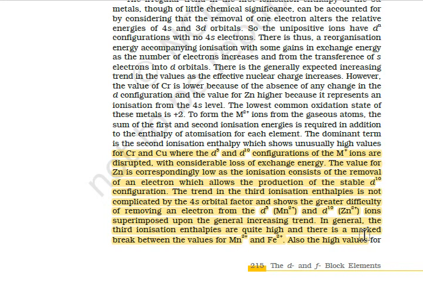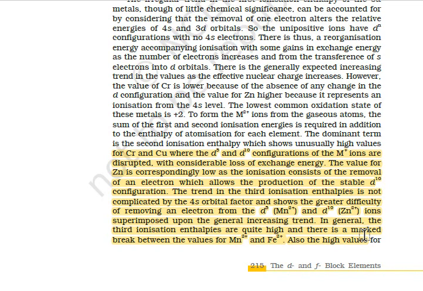Here, due to the transition of elements between the s block and the d block, a considerable loss of exchange energy is present. The value for zinc is correspondingly low, as the ionization consists of the removal of an electron which allows the production of the stable d10 configuration, the 3d10 configuration in the case of zinc. The trend in the third ionization enthalpies is not complicated by the 4s orbital factor, and shows the greater difficulty of removing an electron from the d5 in the case of Mn2+ and d10 in the case of Zn2+ ions.